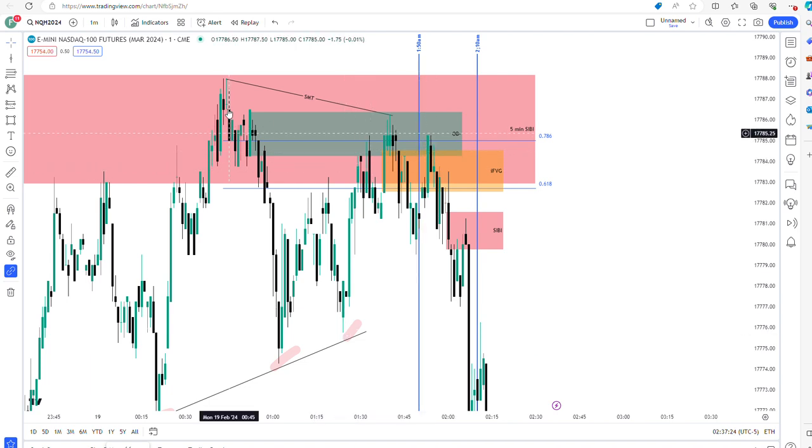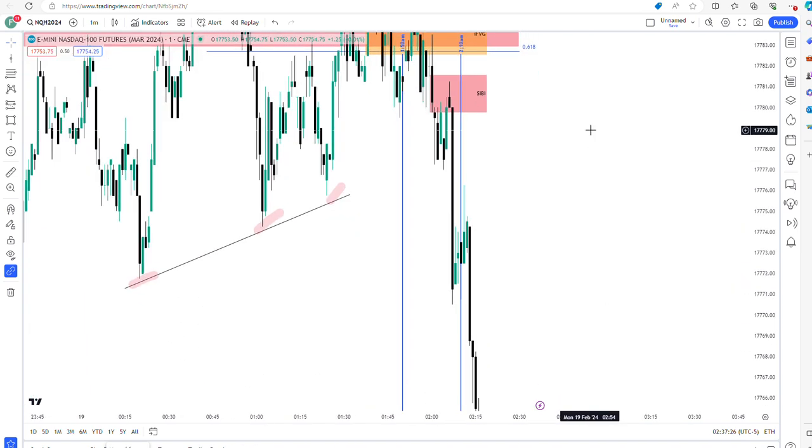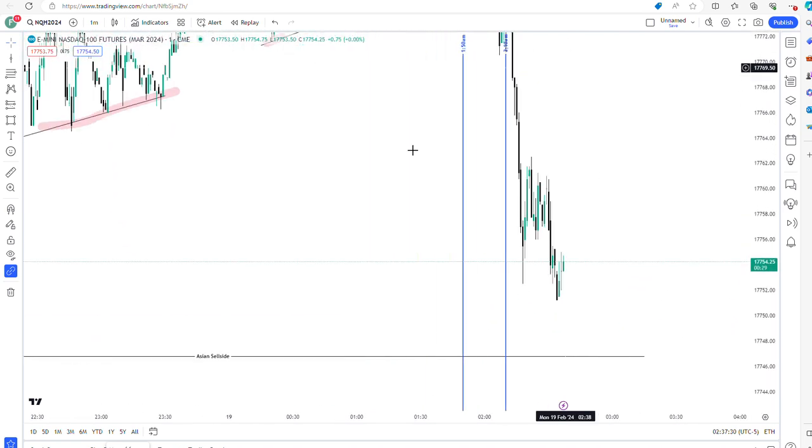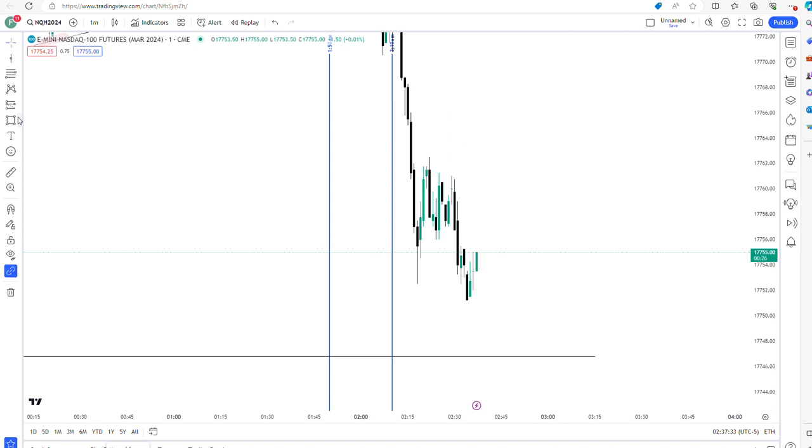Yeah, you can have all these PD arrays, etc., but if you don't have a clear target, it's not a good trade. That's just my opinion. So you can see the clear target. Obviously now there's an accumulation pocket that we're forming here, right? And we just swept this level of internal liquidity, right?